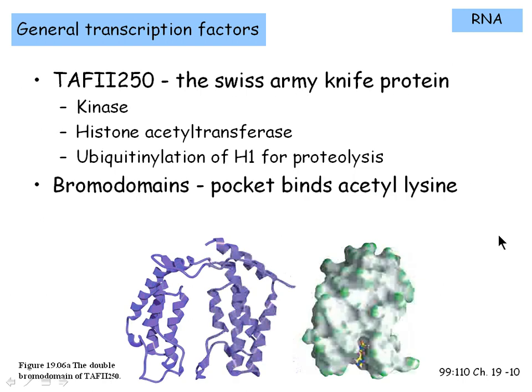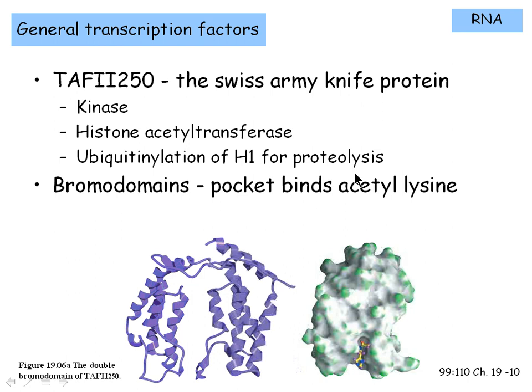Some people have called TF250 the Swiss Army knife protein. It has at least 3 enzymatic activities: a kinase activity, which you can imagine, by phosphorylating TAFs can interact with them to make them higher or lower affinity. Histone acetyltransferase, and we've talked about how acetylation tends to make the histones loosen up and make the DNA more active, and a ubiquitinylation of H1 for proteolysis.